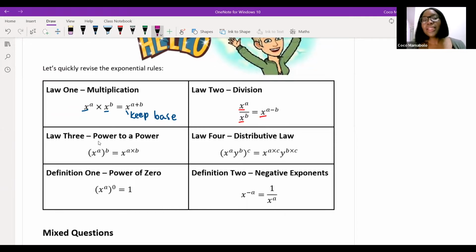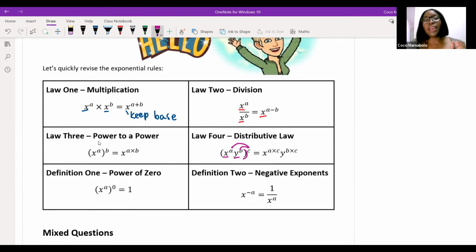Okay, same with distributive laws. If I have my bracket over here and a c on the outside, I distribute just like I would when I do algebra. So I'd go c times a and c times b, but I will also keep my base, guys. Remember, keeping the base the same is very, very important.